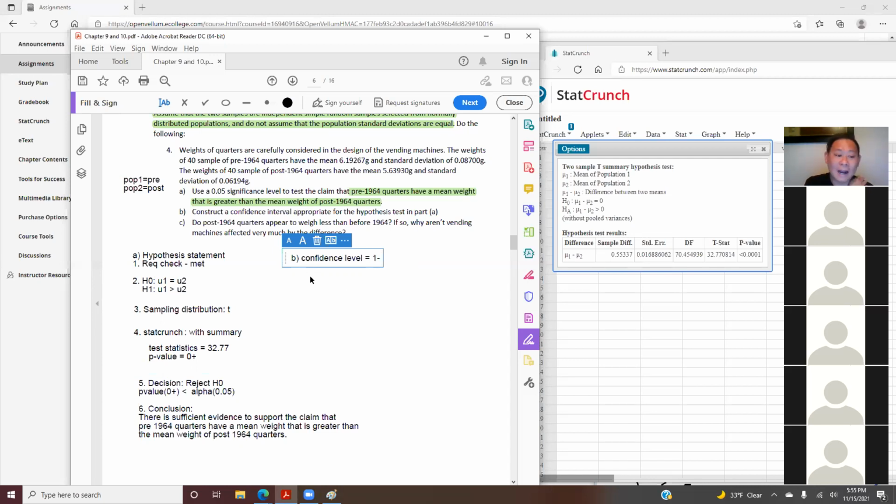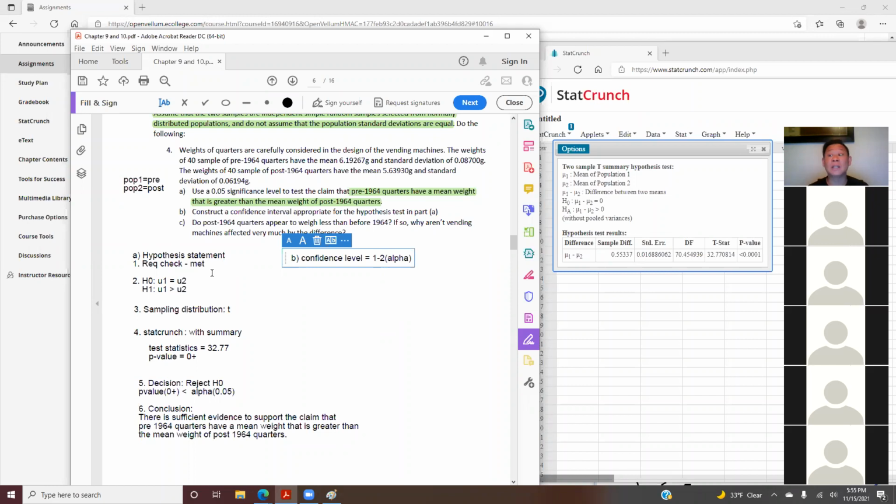Since this is a one-tailed test because it's greater than, your confidence level in this case is 1 minus 2 times alpha. This question B, you had to figure out your confidence interval. So this is a one-tailed test, 1 minus 2 alpha. And don't forget, a two-tailed test is 1 minus alpha. So 1 minus alpha is two-tail, and 1 minus 2 alpha is one-tail.